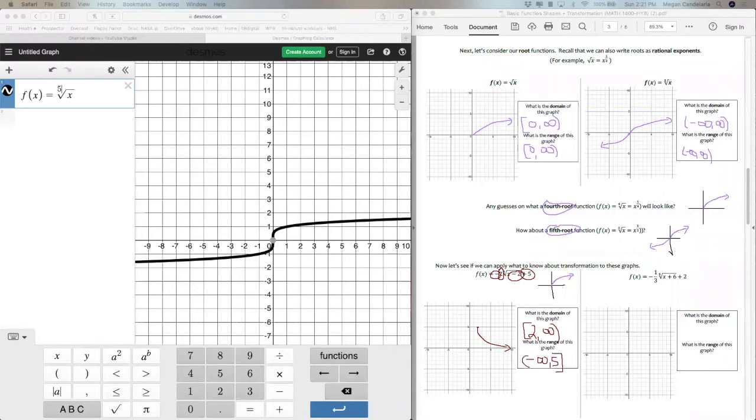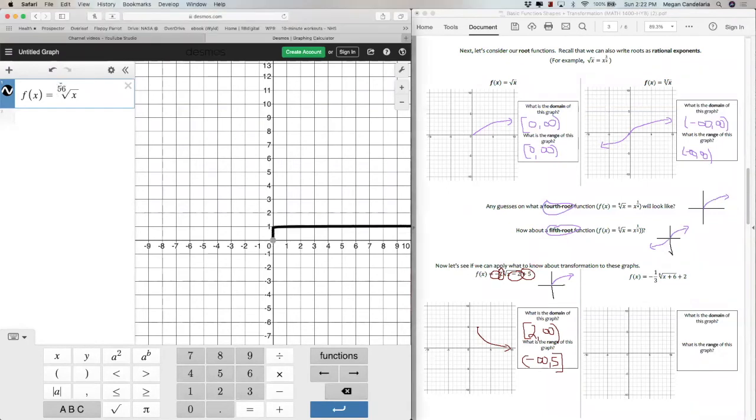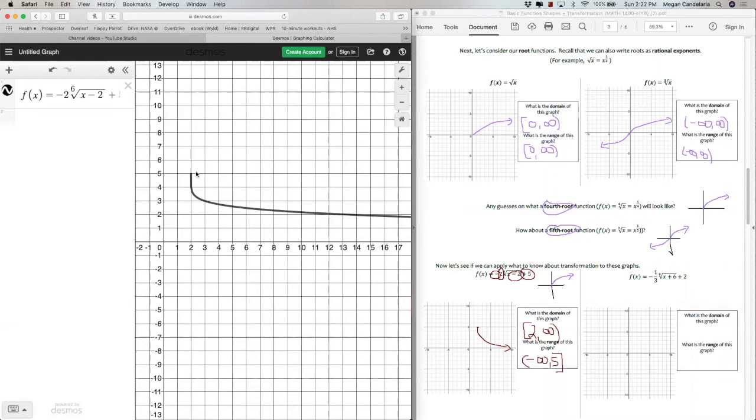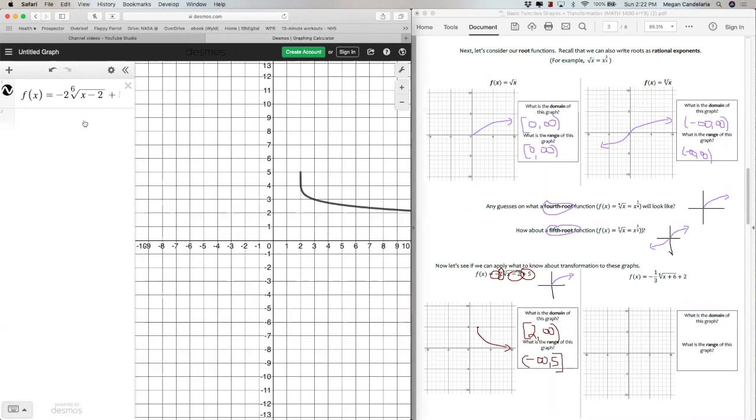Now, just for fun on this one, since we've got Desmos pulled up, let's go ahead and see what Desmos does with this graph. So we've got negative 2, sixth root of x minus 2, plus 5. That's pretty good. So we've got that starting point at (2, 5). It opens down like this. And again, we can see that our domain would be 2 to infinity, and our range would be negative infinity to 5. So we did a pretty decent sketch there.